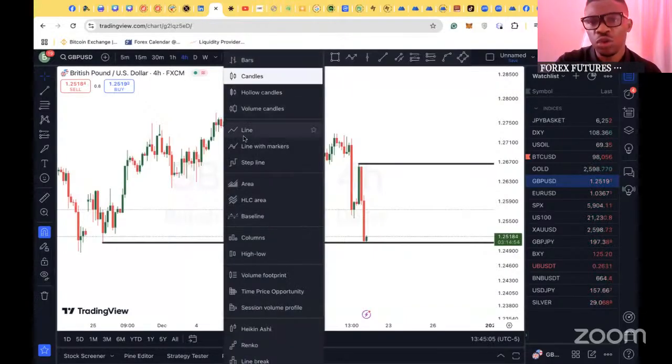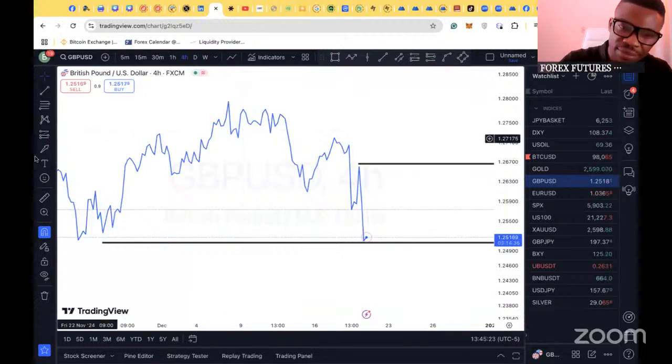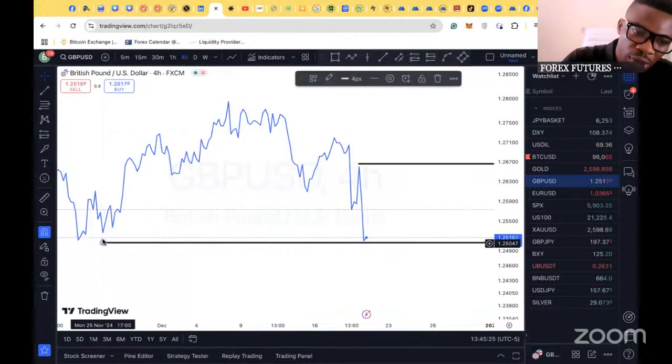I will change to line charts to see if the support area I marked is valid by the bank. The bank does not look at my candle. The bank looks at the lines. Based on what the banks are seeing, the support area that is most interesting for them is this one.